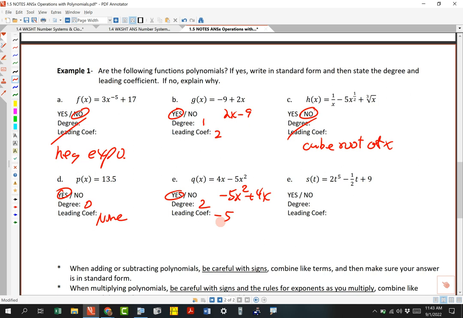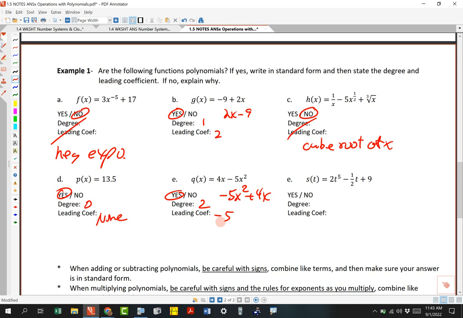Yes or no? No. Dane says no. Okay. I'm thinking this is the problem right here. We got something in the denominator. Can't have any denominators. So the answer would be no.